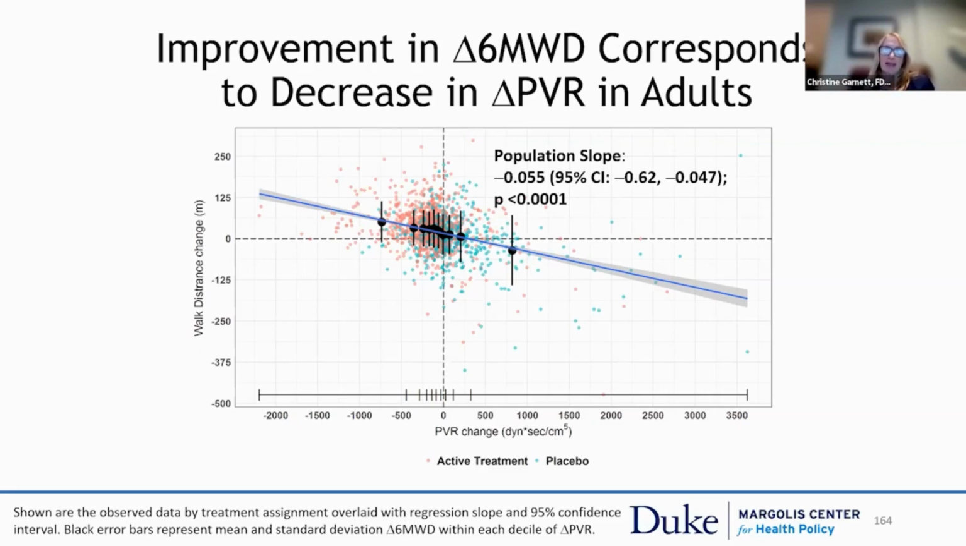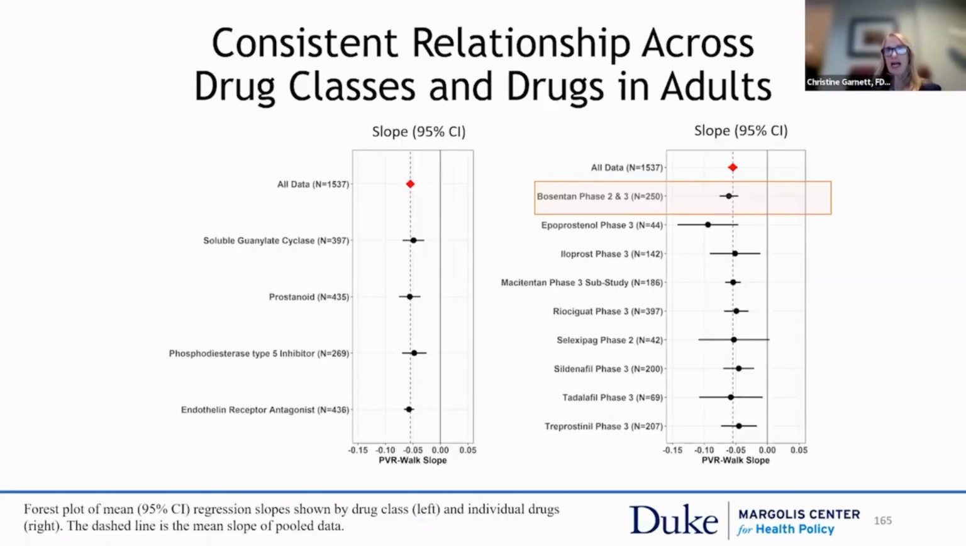This is a pooled analysis of 9 approved drugs from 12 placebo-controlled trials. Each individual point on this plot is an individual patient. The red is from the treatment groups, and the blue is from the placebo groups. Next slide, this is a pooled analysis. This next slide now shows you 2 forest plots.